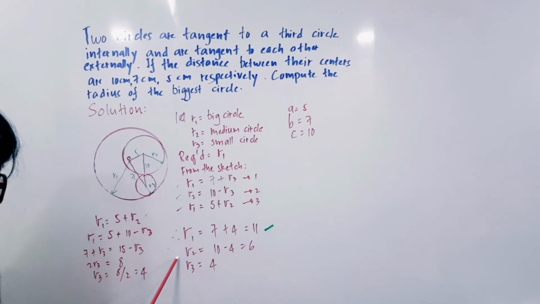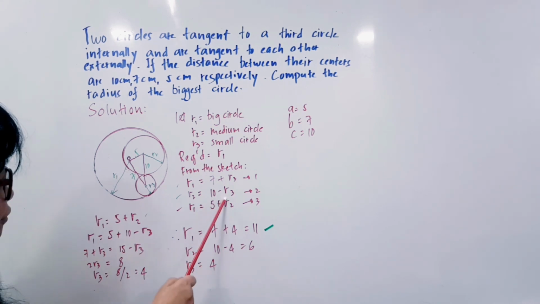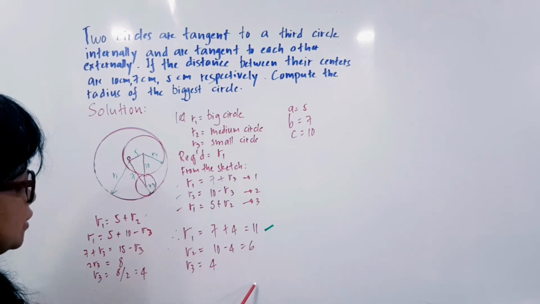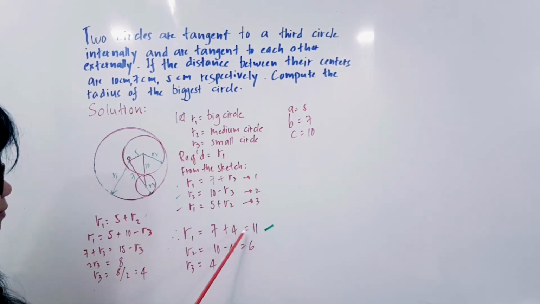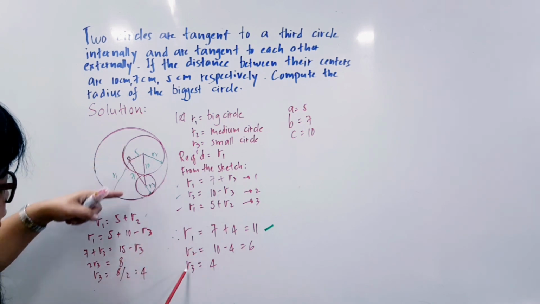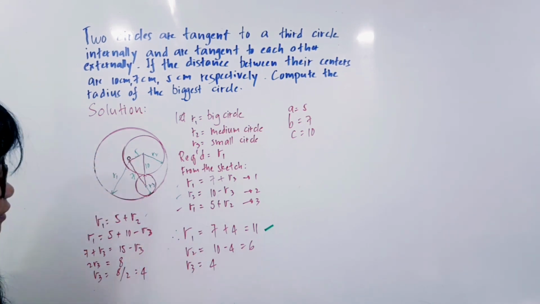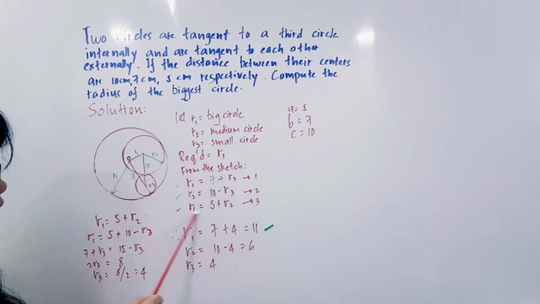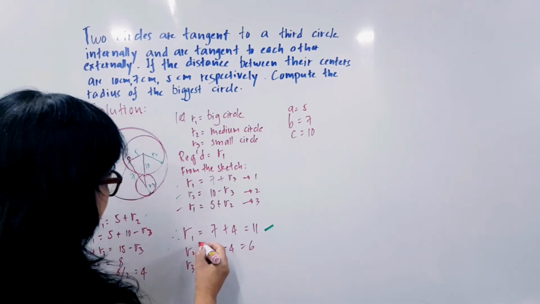So, i-check natin, ang R3 meron na tayong 4. So, R2, substituting in this equation, is equal to 10 minus R3, which is 10 minus 4. R2 therefore is equal to 6. So, R1 is 11, R2 is 6, and R3, which is the smallest one, is equal to 4. Pero ang hinahanap natin dito is the radius of the biggest circle. So, ito ang sagot niyan, yung R1. Yan ang hinahanap natin.